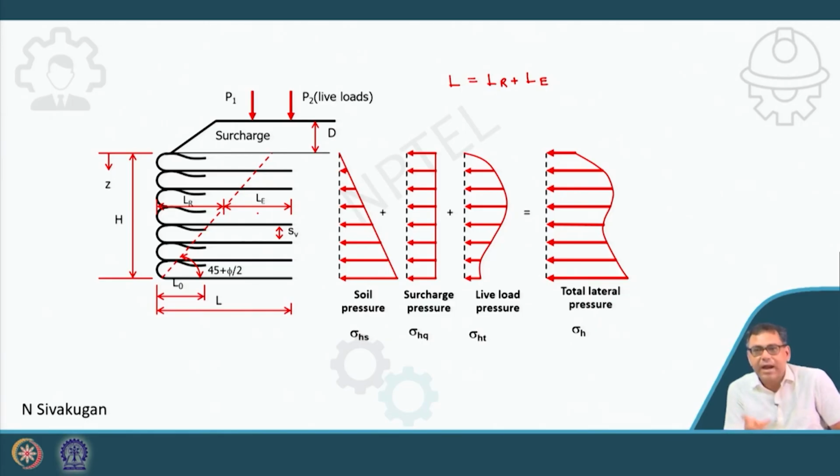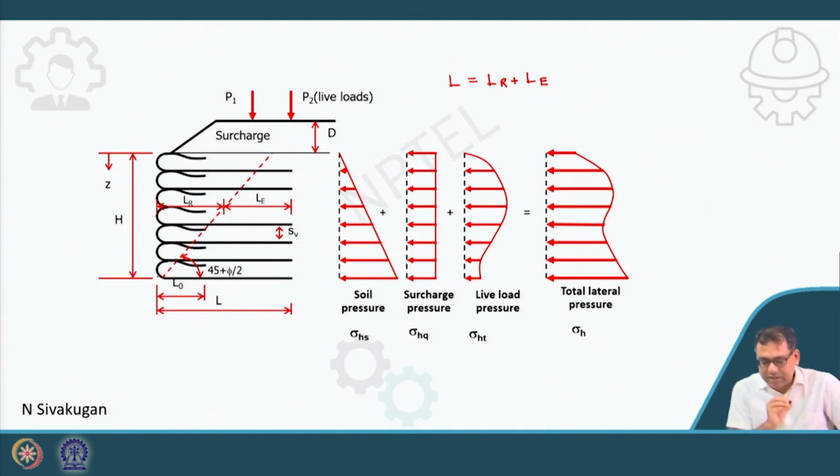If you do not provide this additional length, then you will not get that resistance, because only the failure mass will fail, but the length beyond the failure mass, this LE, will give you the resistance. So, that is why that length is called anchorage length, LE. So, that means we have to calculate LR and LE separately.